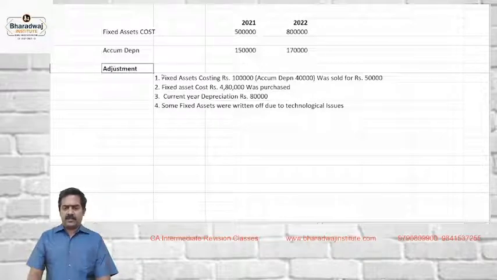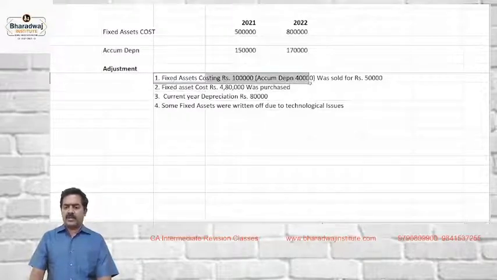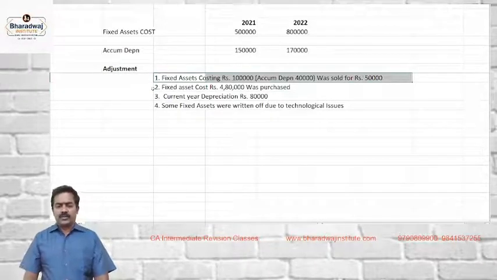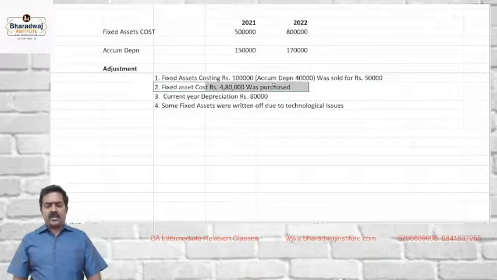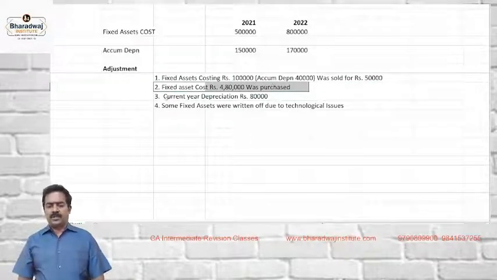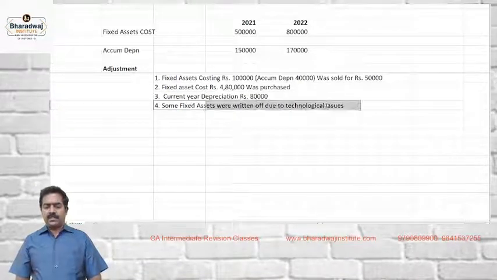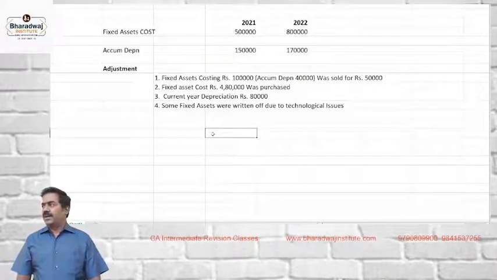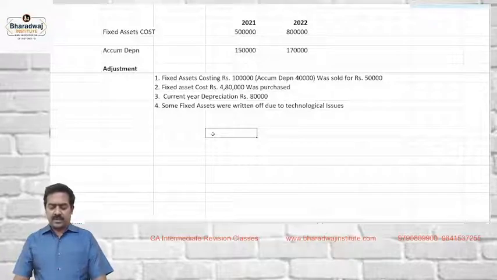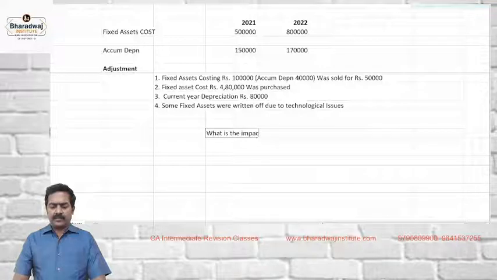Adjustment. Please be careful. Fixed assets costing 1 lakh, accumulated depreciation 40,000, was sold for 50,000. Fixed assets costing 4,80,000 were purchased. Current year depreciation is 80,000. Some fixed assets were written off due to technological issues. The question is, what is the impact in the P&L account?